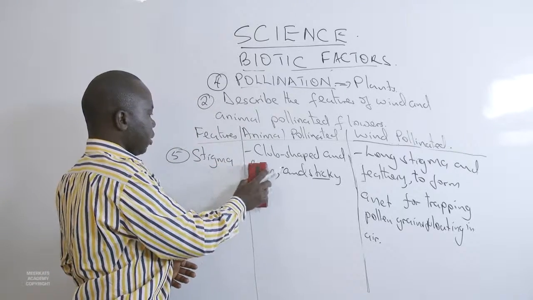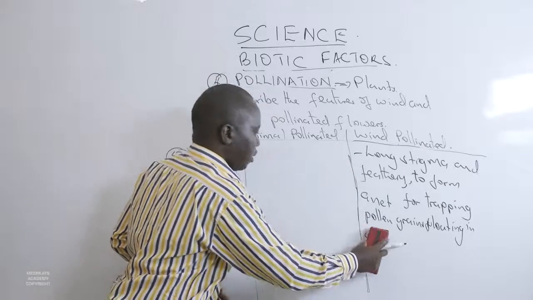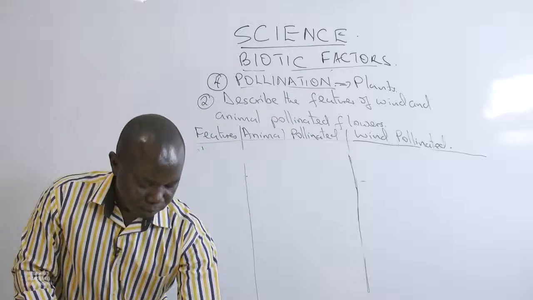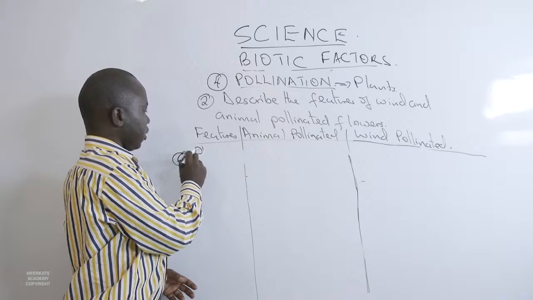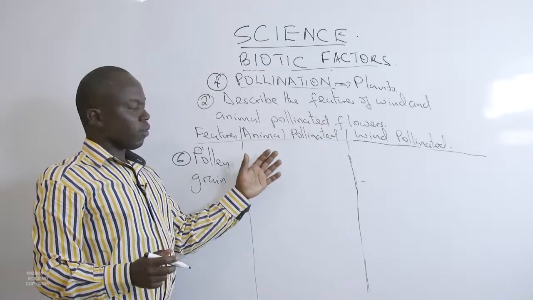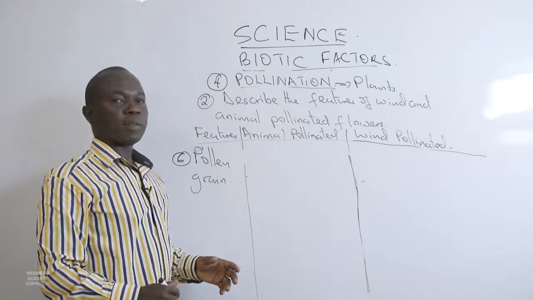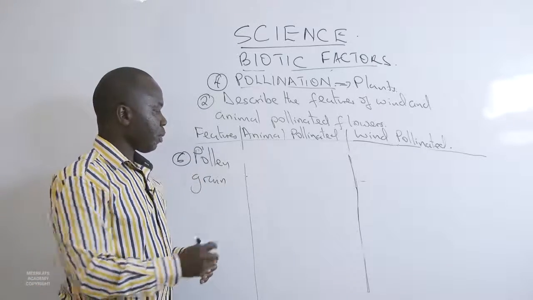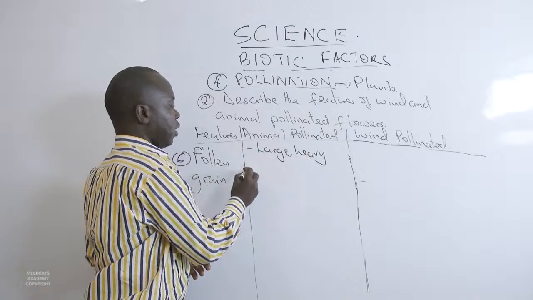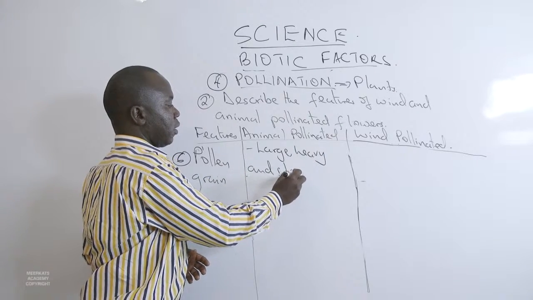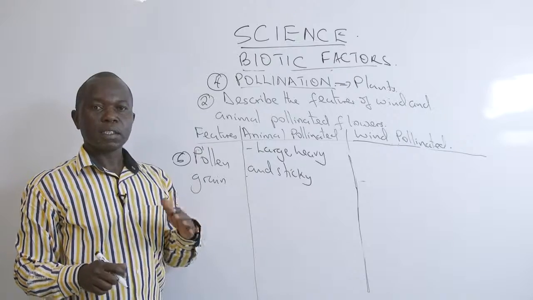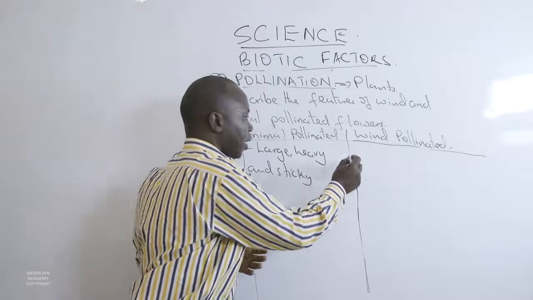The other structure is the pollen grains themselves. Six, pollen. For animal, they are supposed to stick on the body of the animal. They are supposed to be large, heavy, and sticky. This is important so that they can easily attach themselves on the body of the insect as the insect moves from one flower to another.